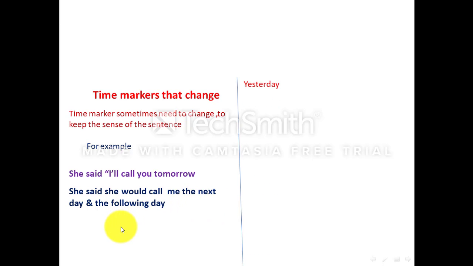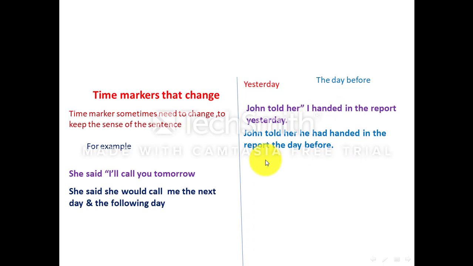Another time marker, yesterday, changes to the day before. For example, John told her, "I handed in the report yesterday." It will become: John told her he had handed in the report the day before. So yesterday changes to the day before.